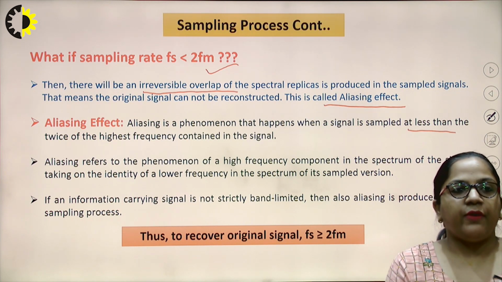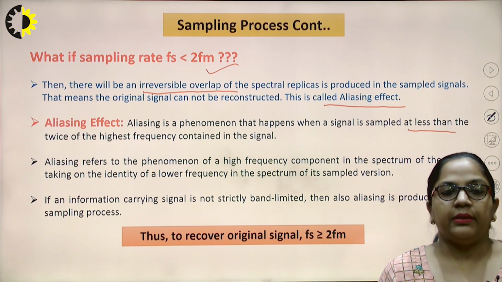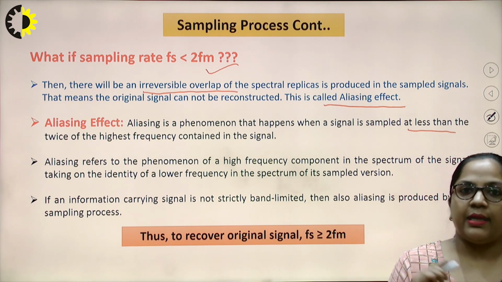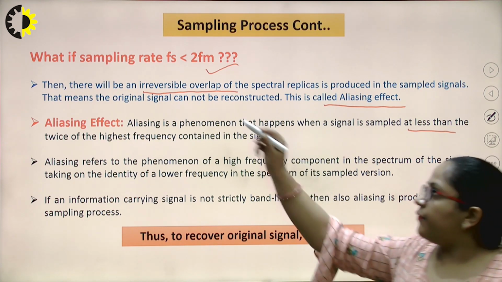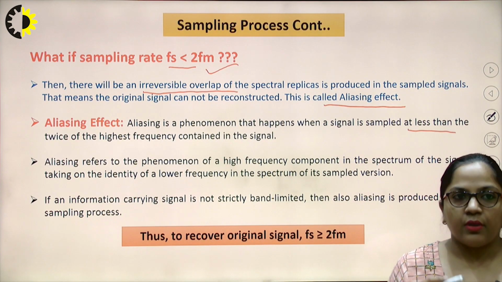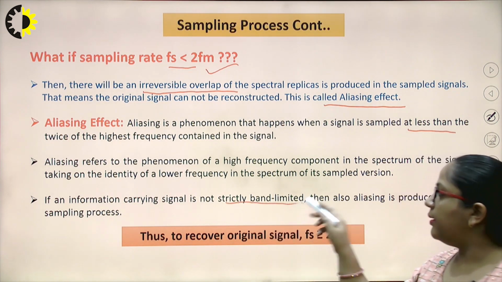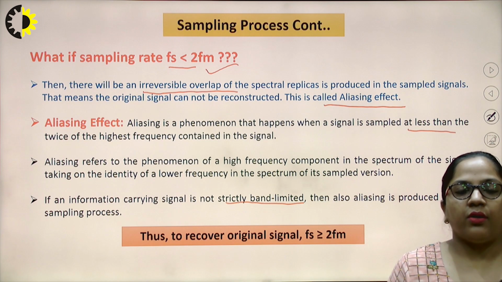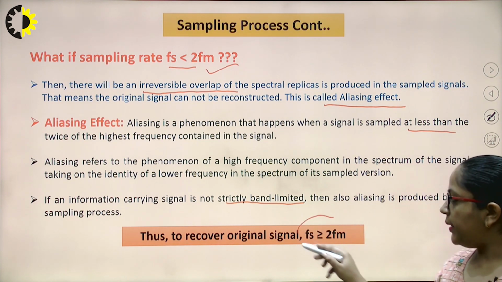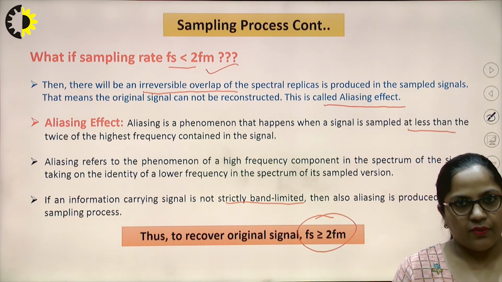Okay, so if an information carrying signal is not strictly band limited, then also aliasing can be produced by the sampling process. This aliasing can occur if Fs is lesser than twice Fm, and aliasing can also occur if the information carrying signal is not strictly band limited. So to recover the original signal back from the sampled signal, this condition must be satisfied, that is Fs must be greater than or equal to twice Fm.